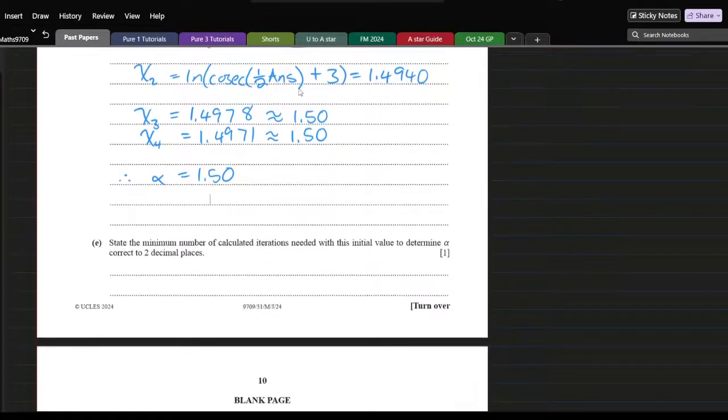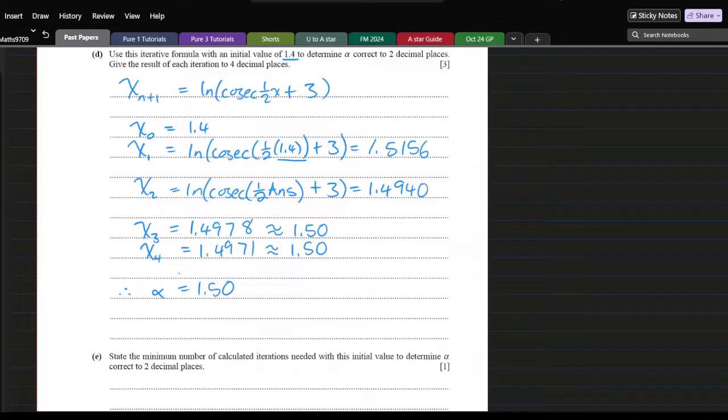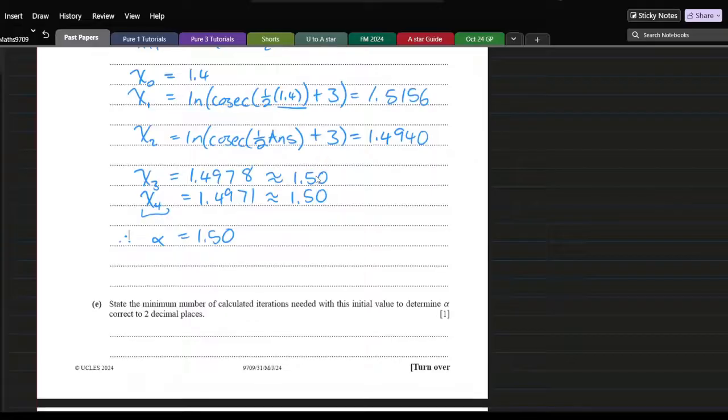Part E says, state the minimum number of calculated iterations needed with this initial value to determine alpha. So we needed a total of 4 iterations to get our correct answer. So we can say that the minimum number of calculated iterations is 4.